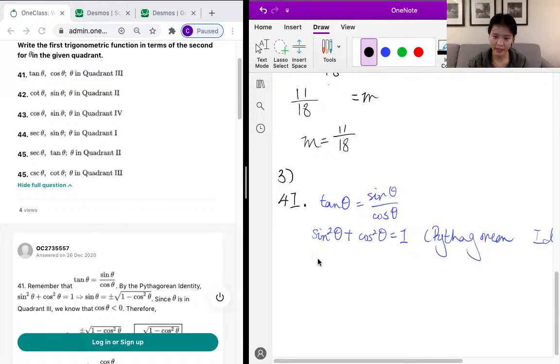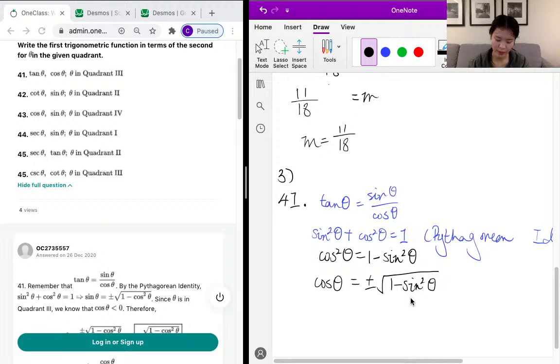So let's minus sine squared from both sides of the equation. If we minus sine squared from the left-hand side, we're left with cos squared of theta. And the right-hand side of the equation would be 1 minus sine squared theta. In order to find cosine theta in terms of sine squared theta, we just take the square root of both sides. So we're left with cos theta equals positive or negative square root of 1 minus sine squared theta.